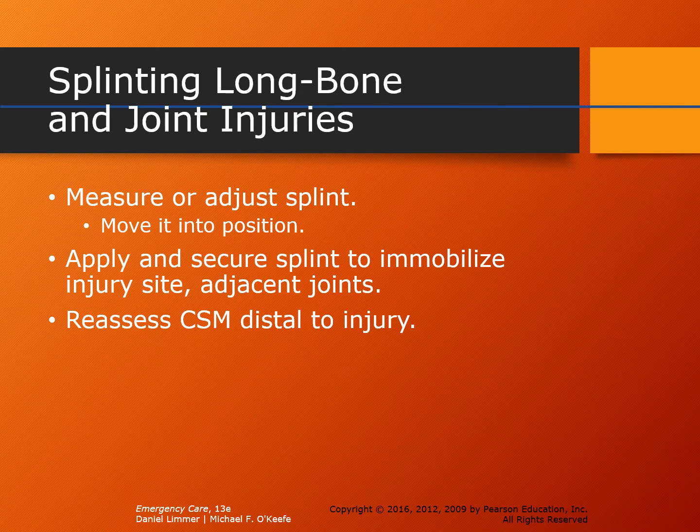Before we apply the splint, we want to measure it and then adjust it, cut it down however we need to do, and then move it into position. It may also benefit us to measure to the unaffected side because that will probably be much less painful to our patient. And we can also make sure that it is the right length, the right width, and at the right angle so that when we apply it to the injured side, we move it as little as possible. We want to apply and secure the splint to immobilize the injury and the adjacent joints. And then, of course, once we're done, we need to reassess CSM distal to that injury.